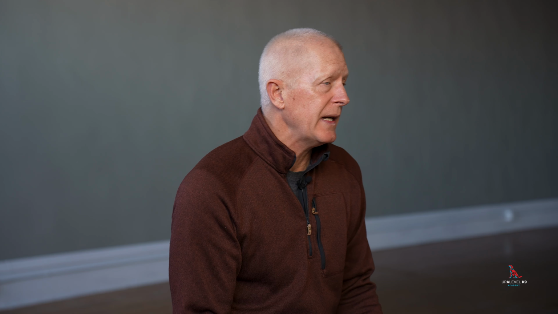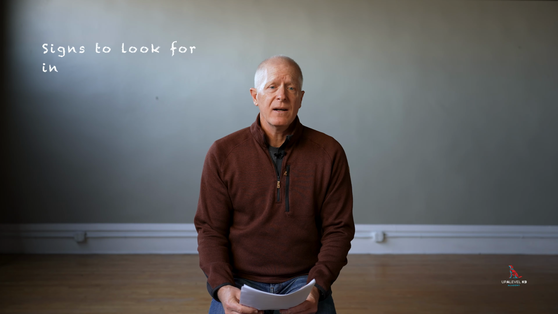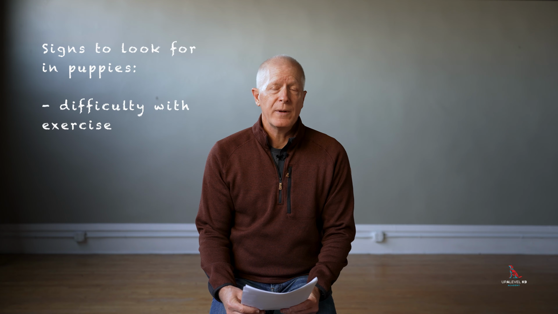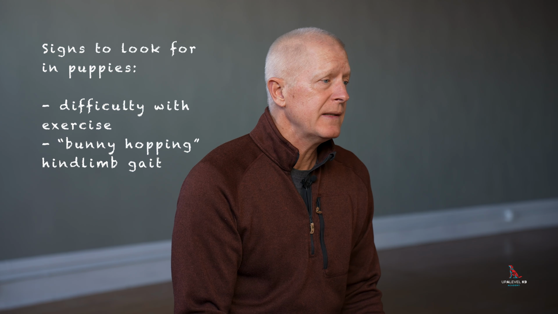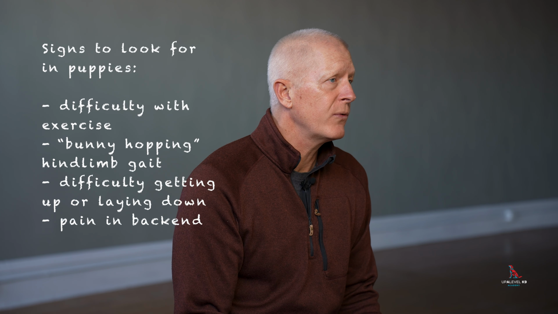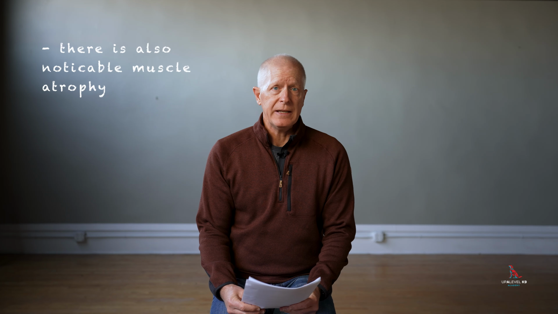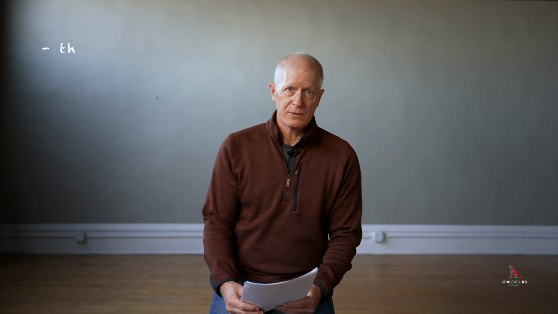In our severe cases, we'll see our 5-6-month-old puppies coming in that are having difficulty with exercise. They will run around with a bunny hopping gait with their hind limbs. They have difficulty getting up from sitting or laying down, and they're typically very painful in their back end. They tend to have a lot of muscle atrophy, shrinkage of the muscles around the hip joint, the gluteal muscles and also the upper thigh muscles.